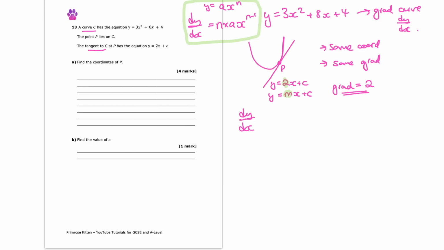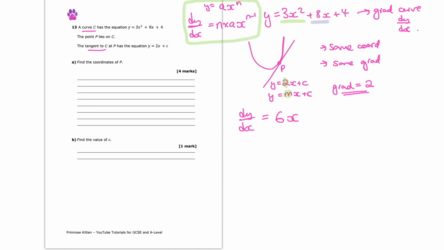We multiply through by the power and then subtract 1 from the power. So if we start there by looking at 3x squared, if we multiply through by that power of 2, we get 6. And then if we subtract 1 from the power, so power of 2 minus 1 just gives us 1. So we just get 6x there. And then plus what the differential of 8x is. 8x, if we multiply through by the power, which would just be 1, we just get left with 8.